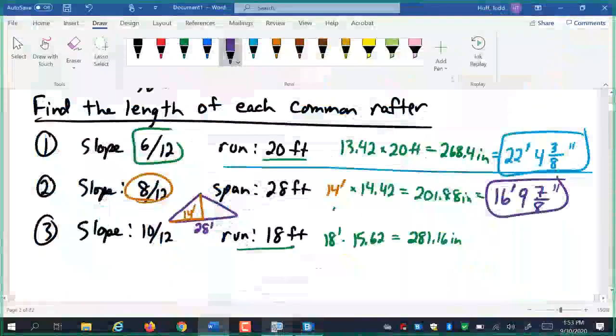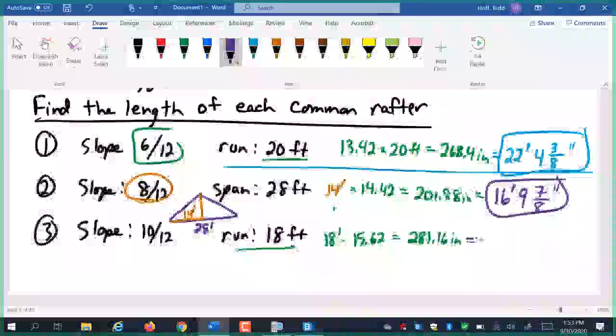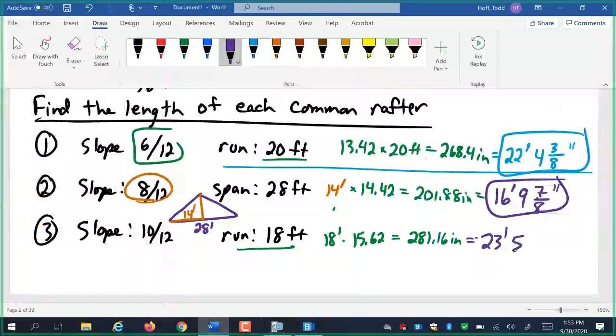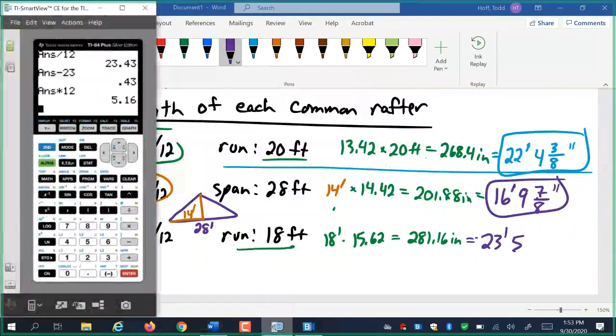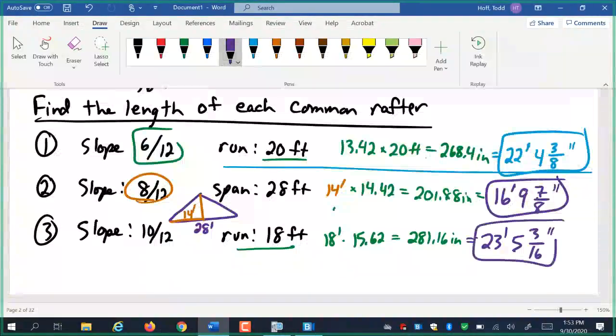Here, we're going to divide by 12 to get our feet. That's 23 feet. Subtract off the 23. Multiply that decimal by 12 to get it back into inches. That's 5.16 inches. 5 inches. Subtract off the 5 whole inches. Times 16 to get sixteenths is 2.5. That's 3 sixteenths. 23 feet, 5 3/16 inches. Anybody have any questions on what I just did there? Good.